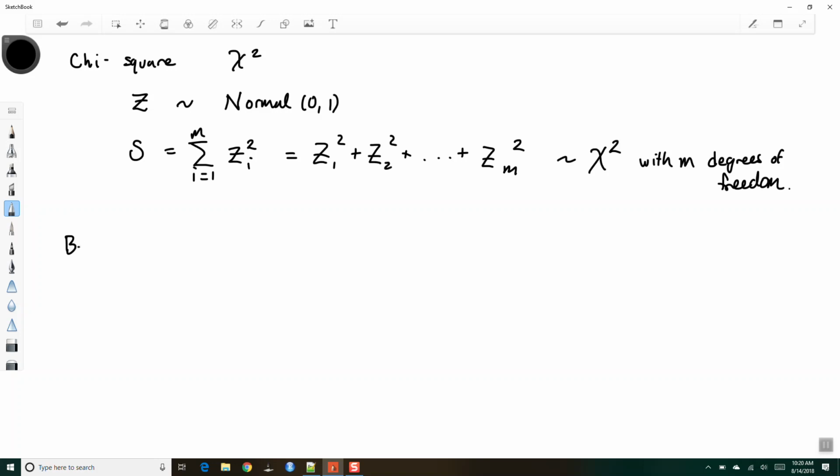Okay, we have the beta distribution. You guys familiar with the beta distribution? So what's the domain of x for the beta distribution? You can think of this as basically a probability distribution of probabilities. So the domain is 0 to 1.